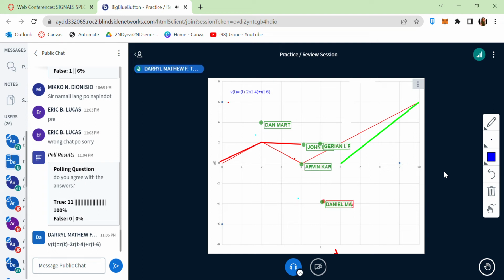Hmm, medyo nakuha niyo yung shape-ish pero mukhang mali din yung time codes niyo. So yung unang point diba is 0. Yung next point na magmamatter is t equals 4. So ano yung magiging shape ng function from t equals 0 to t equals 4? Yan yung una. Wala tayo dapat bend at t equals 2 because hindi siya lumabas sa mga functions natin.